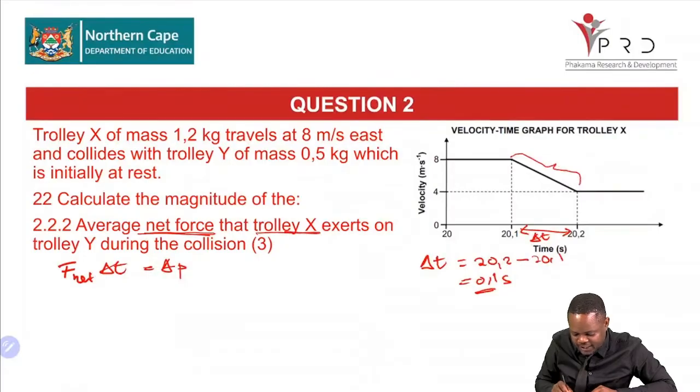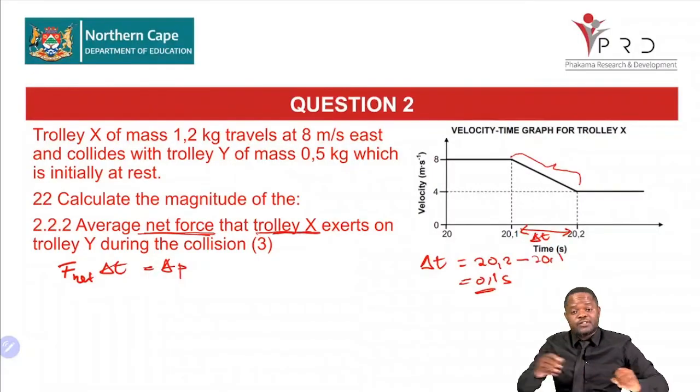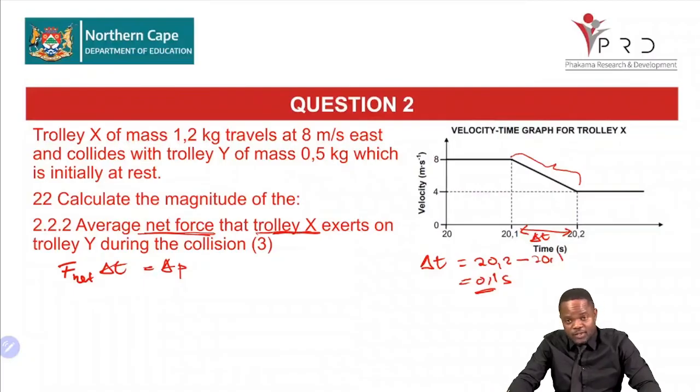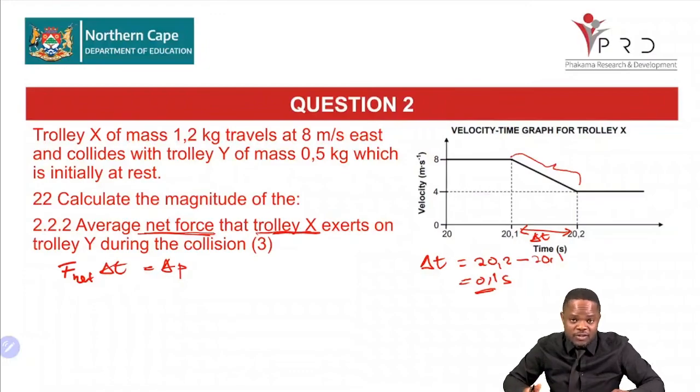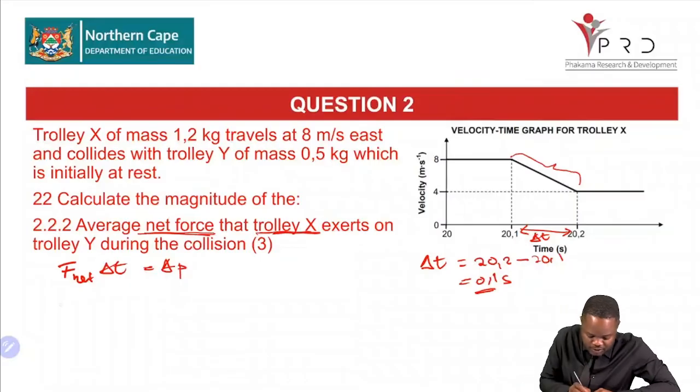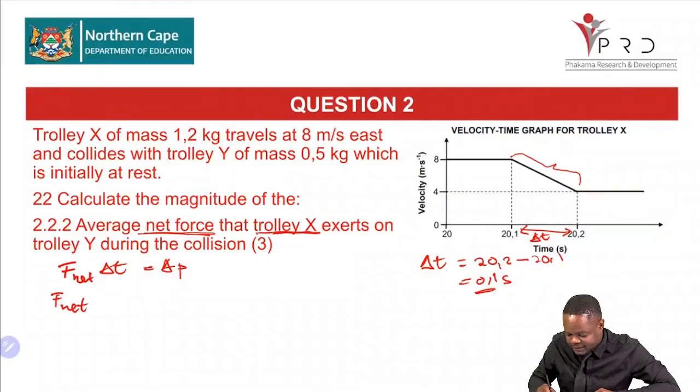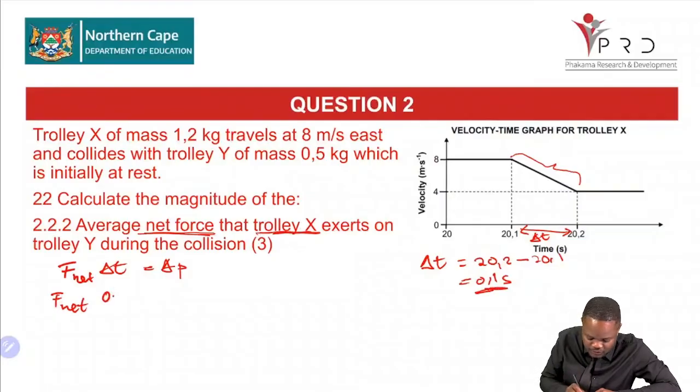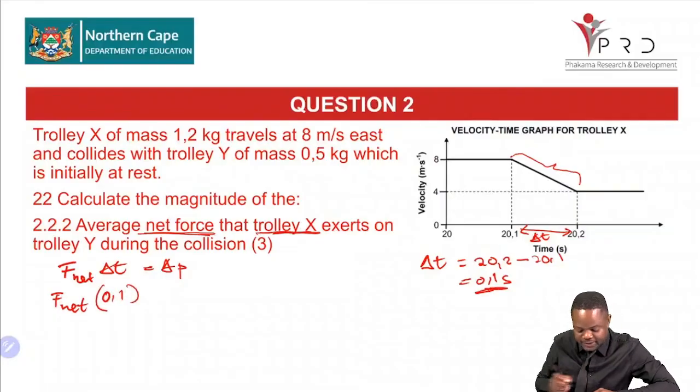We're dealing with trolley X. Don't forget the average net force that trolley X exerts on trolley Y. So whatever we're doing there in our calculation, we should be using details of our trolley X. Okay. So let's go ahead with our calculation there, grade 12. F net, this is the force that we need to calculate. What is our delta T? Our delta T is 0,1 seconds, right?